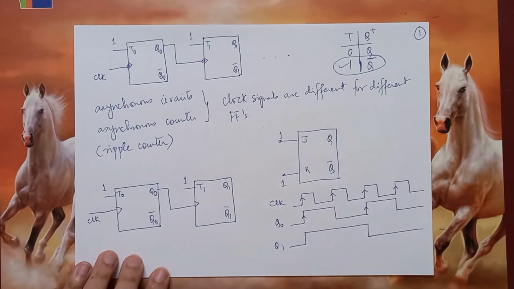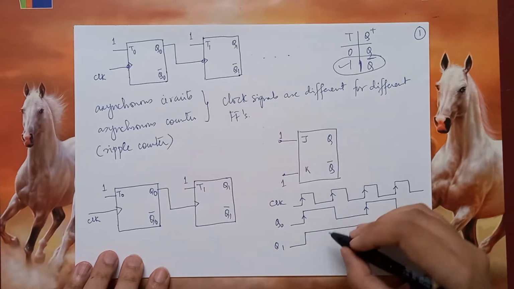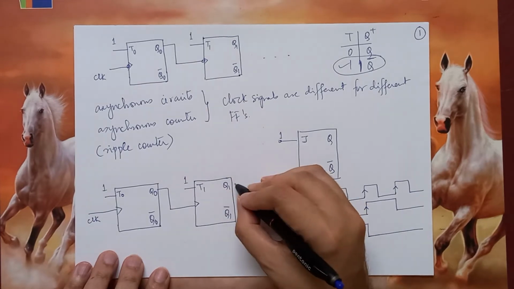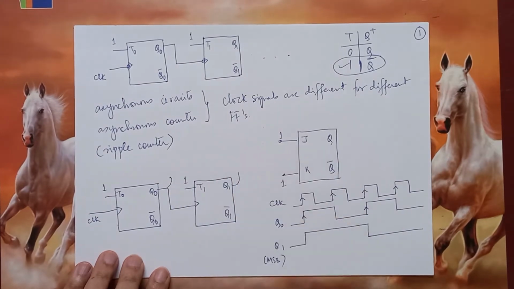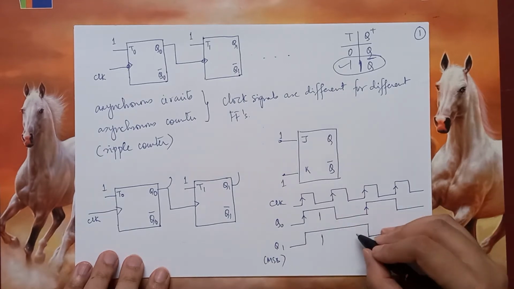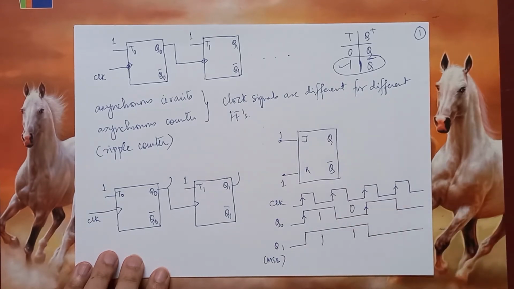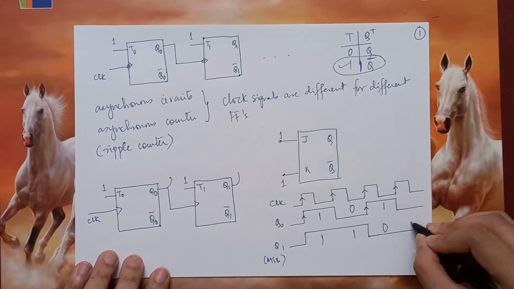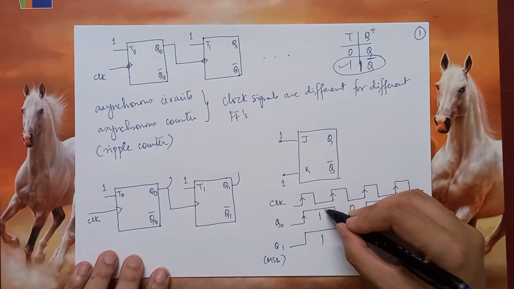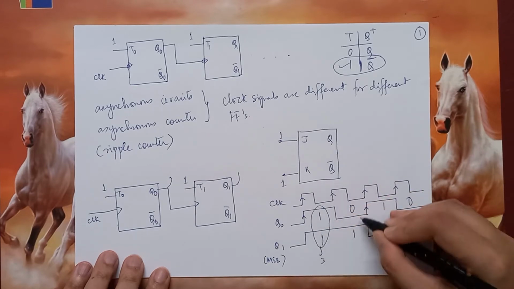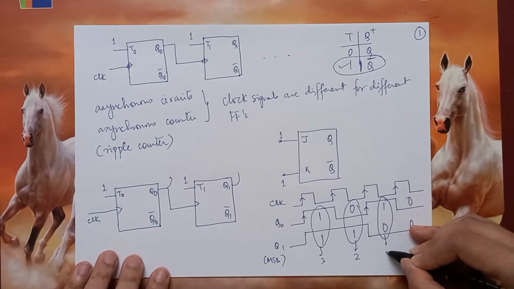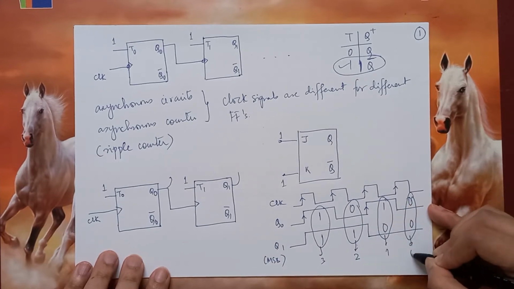So what are we noticing? The state values. If I assume that Q1 is the MSB, considering this as a 2-bit output, Q0 and Q1, for this period the value is 1 1. Then the value is 1 0. Then we get 0 1 and finally we get 0 0. So effectively, this is 3. This 2-bit value is 2. This is 1 and this is 0.